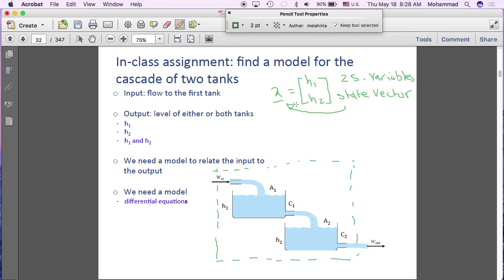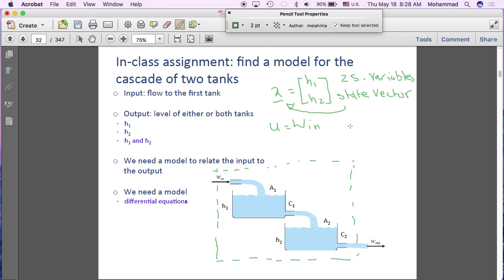Now, how about input? What is the input to this system? The first flow. What causes the entire thing to start moving and changing is the first flow. So it's Wn is our input. So we reserve U for highlighting the input. For the variable U is for input.